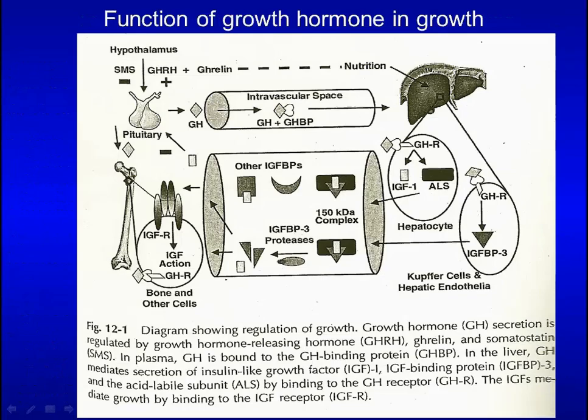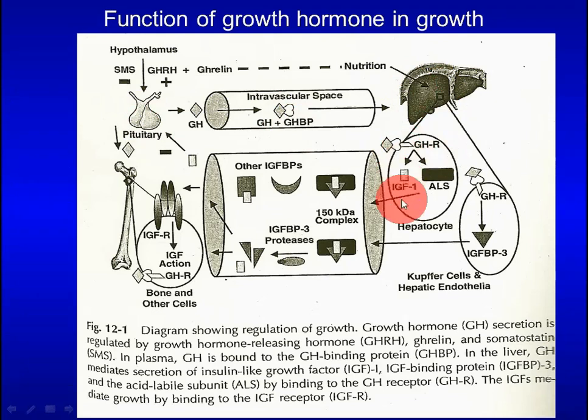This slide shows you the function of growth hormone in control of growth. Growth hormone is secreted by anterior pituitary gland. In plasma, growth hormone is bound to growth hormone binding protein. After it arrives in the liver, growth hormone binds growth hormone receptor and activates the growth hormone receptor pathway, which increases synthesis of three target genes.